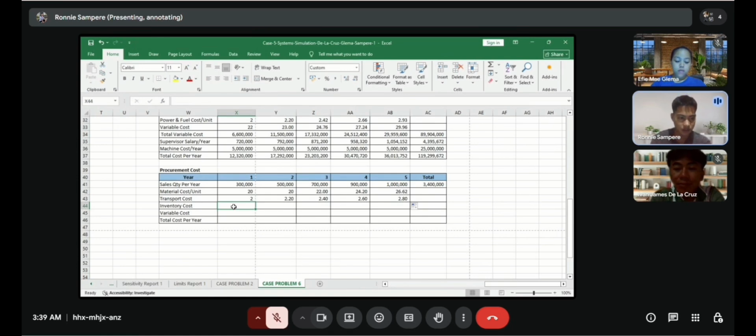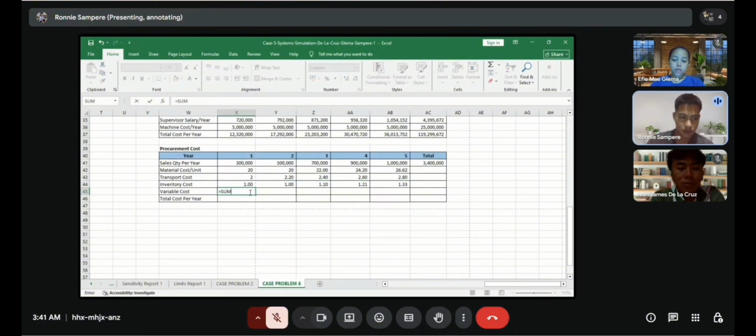Then for inventory cost, it is the storage as 5% per year of the basic material cost. So we multiply 5% by the material cost, then drag. Then the sum of the 3 equals to 23.